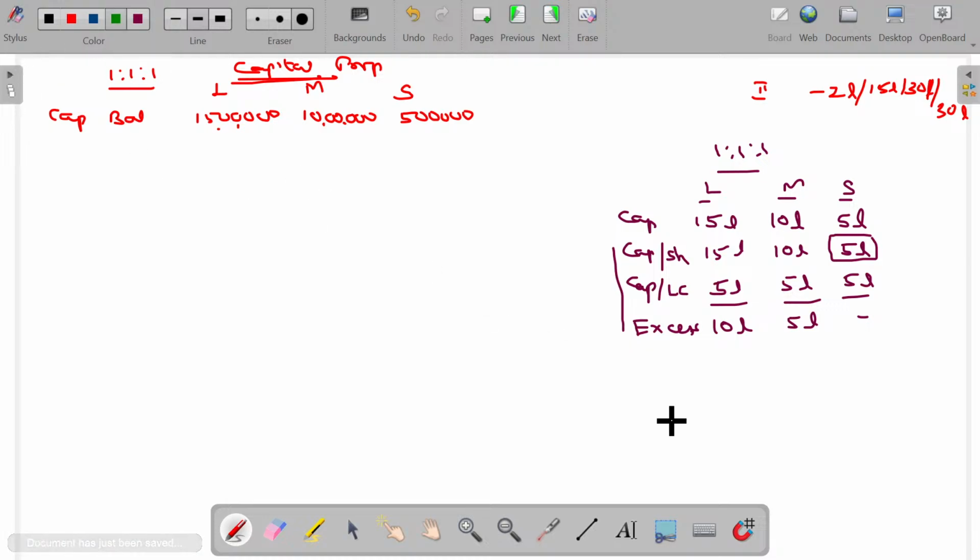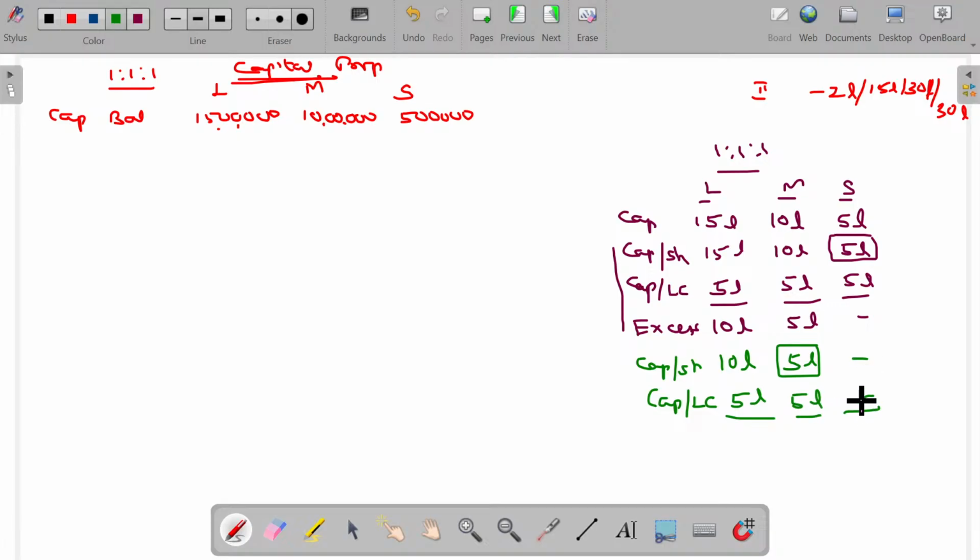Okay, capital per share. 10 lakhs for one share, 5 lakhs for one share. Between these two, who is the lowest contributor? M. Capital based on the lowest capital. 5 lakhs is the lowest capital. For one share, L should have only 5 lakhs and M should also have only 5 lakhs. Now find out the excess capital. Here 10 minus 5, 5 lakhs is the excess. No excess here, no excess here.